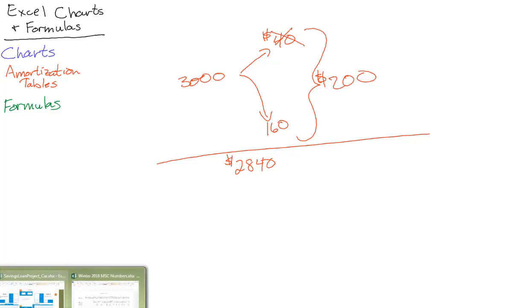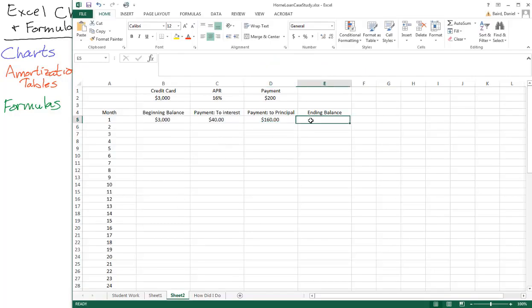So let's go back to the Excel. The ending balance is going to equal this guy minus that guy, because this was just part of that $200 that got tossed out. 2840, indeed. In a formula, the beginning balance for the next month has to equal the ending balance for the previous one. Yes, indeed.